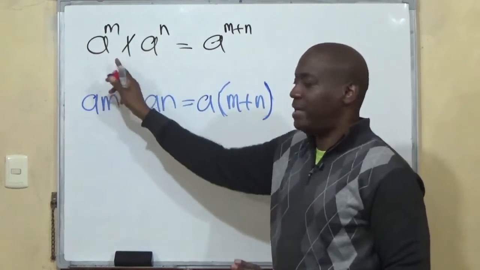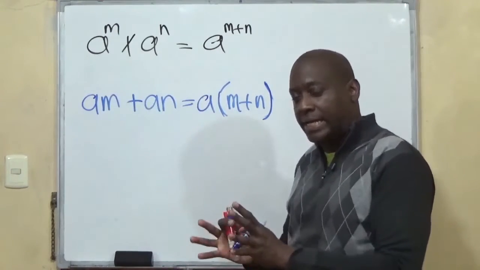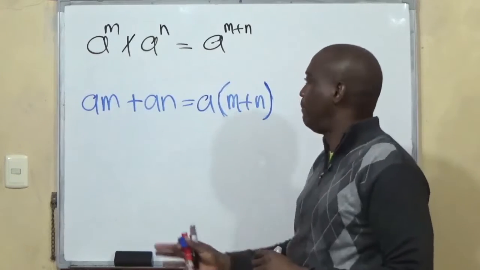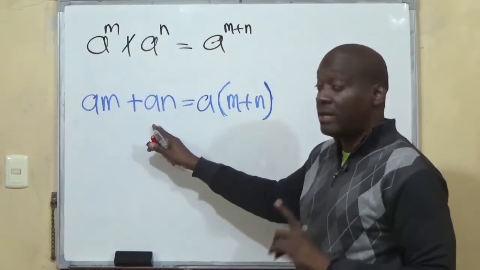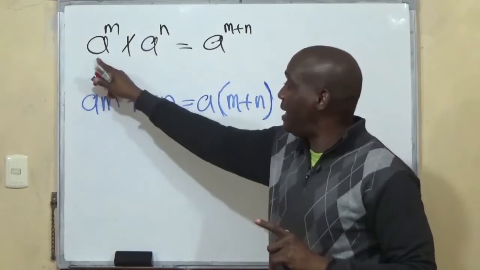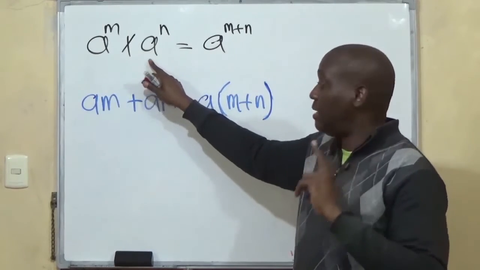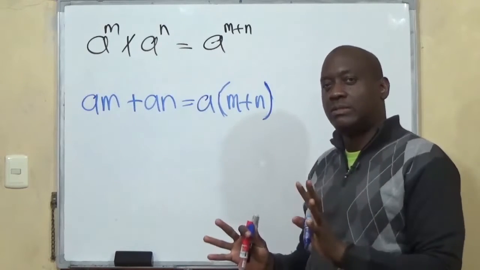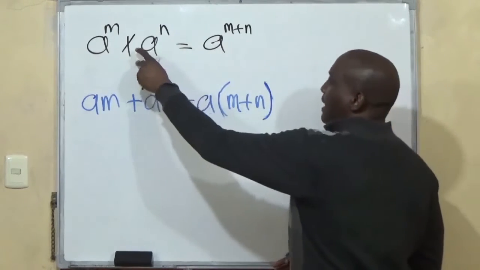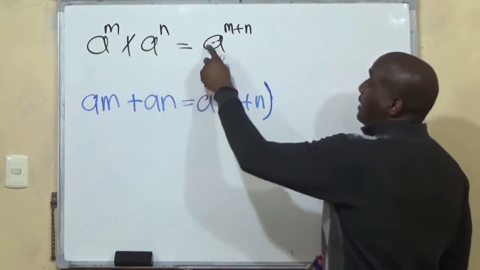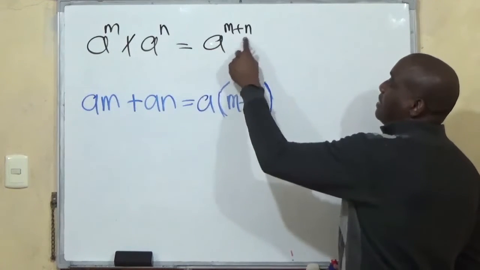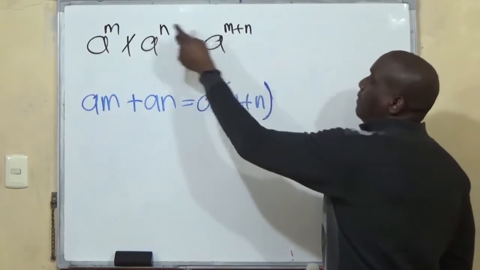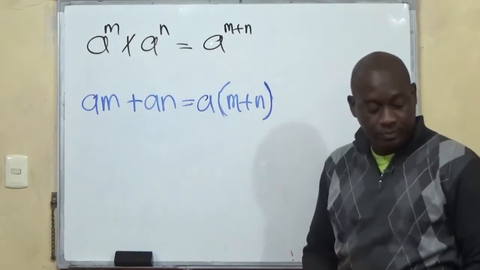The A is common here, but in a different form. Here, it is a common factor. Here, it is a common base. And with the common base, you have a totally different set of rules. Because here we multiply, we're not adding. A is your base, and your power would be the sum of the powers.